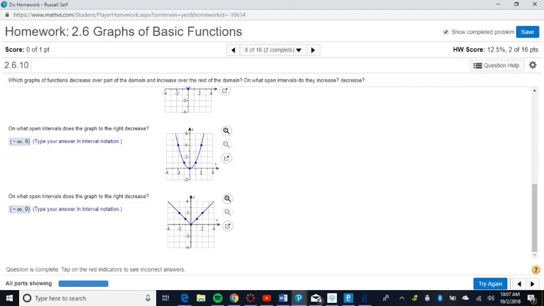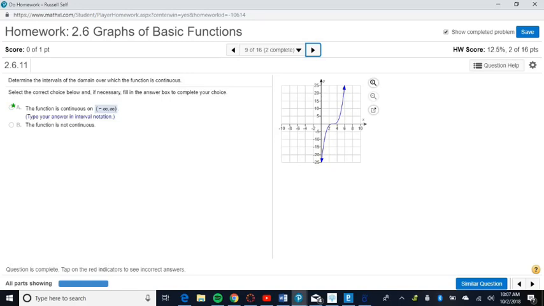Okay. Decrease, well, it decreases forever to the left, but it stops decreasing right here in the middle, which is 0. Okay. So you'll have to be able to tell where and when.